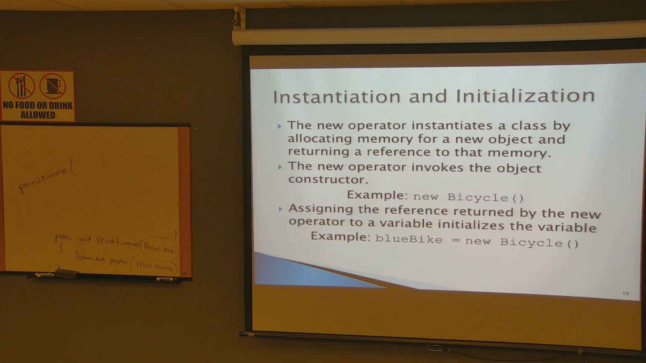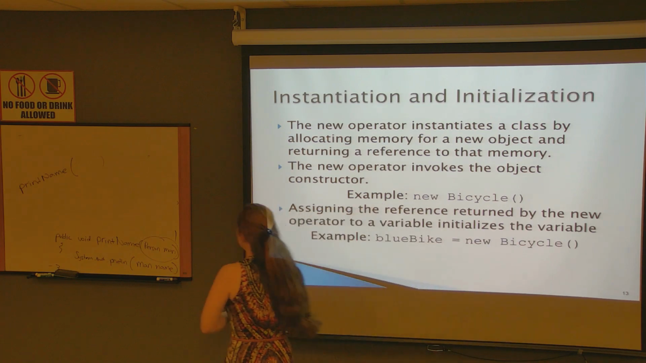Does that make sense? So maybe you made a mistake and you said, I don't know, airplane, blue bike, right? If then on the right side you say new bicycle, is it going to work? No. The left side and the right side have to match, right? On the left side, you are stating what's going to be stored. On the right side, you are actually creating the object. Make sense? So that's why when you write it all out, sometimes it looks weird.